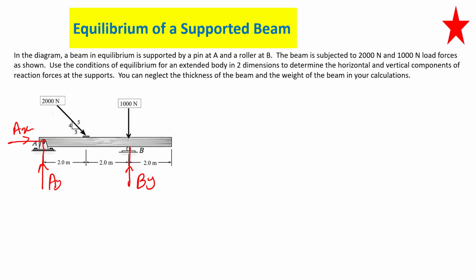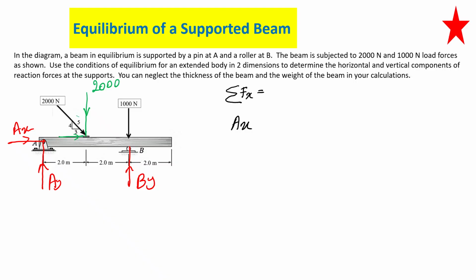Now we apply the equilibrium conditions and we are going to find the three unknowns. Okay, so what are the equilibrium conditions? One is the sum of the forces in x direction should be equal to 0. So when you consider all the forces in x direction, what are the forces in x direction? Ax, and we can divide this into two components. Am I right? So this one will be 2000.